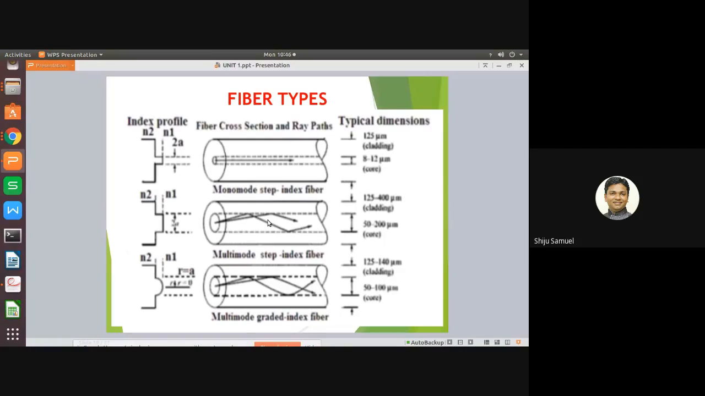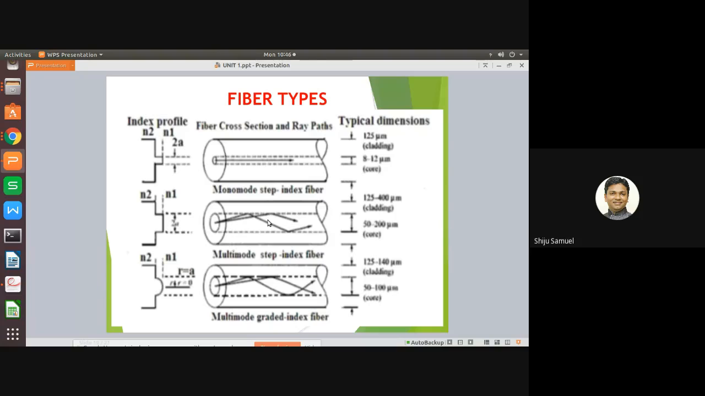The second concept is that the ray should not be reflected here and there in the monomode step index fiber, or we can say single mode step index fiber. But when you go for the multimode step index fiber, the core diameter should be increased, and due to this, multiple rays enter into the core.